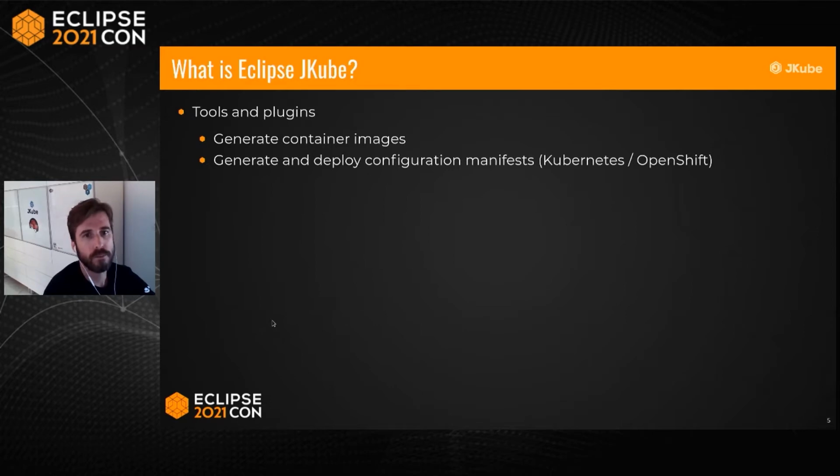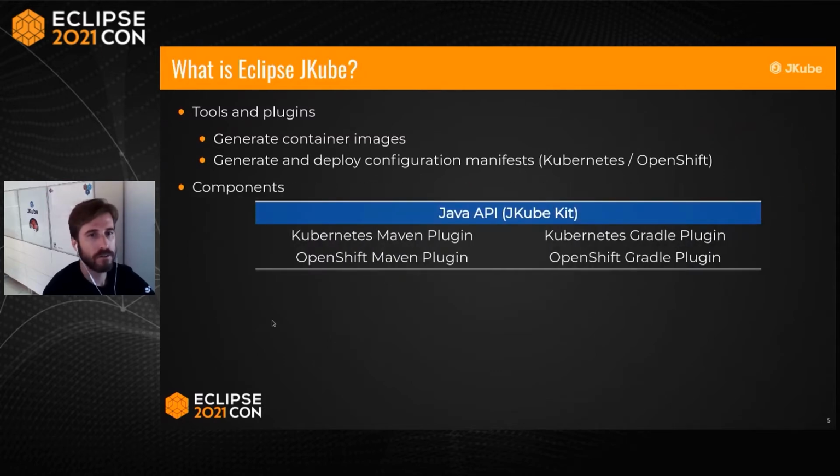JKube is a set of tools and plugins that will help you generate container images and generate and deploy the configuration manifests in Kubernetes. It consists of several components. The base component is the Java API, what we call the JKube kit, and on top of that, we provide several plugins that make use of and expose this Java API.